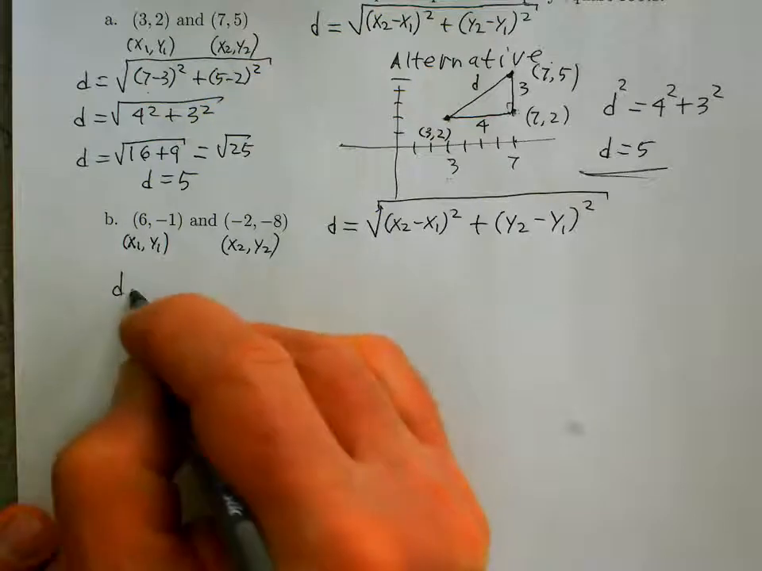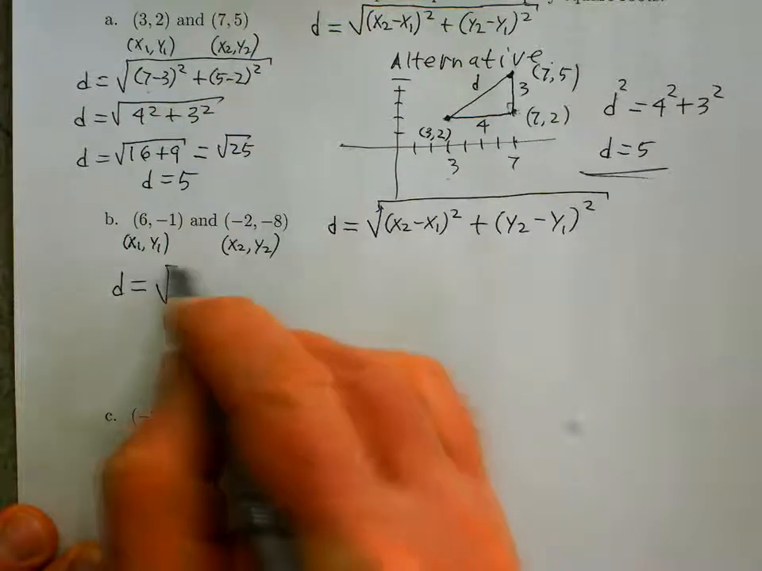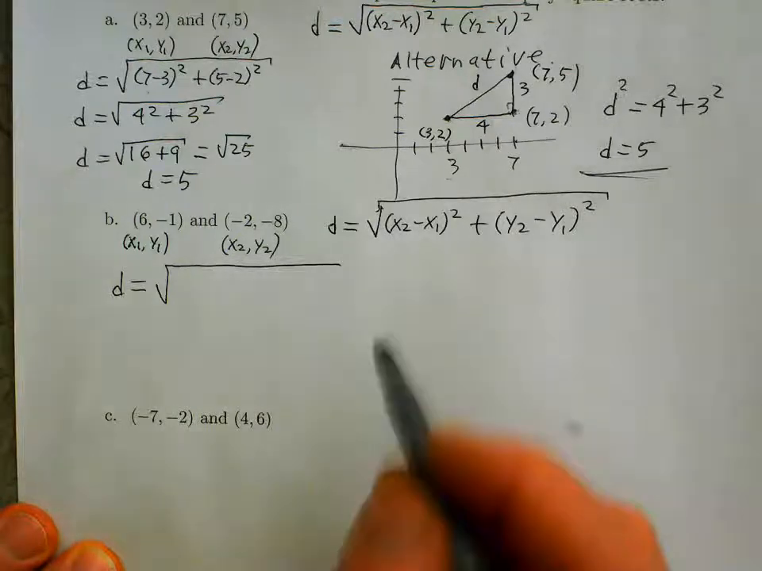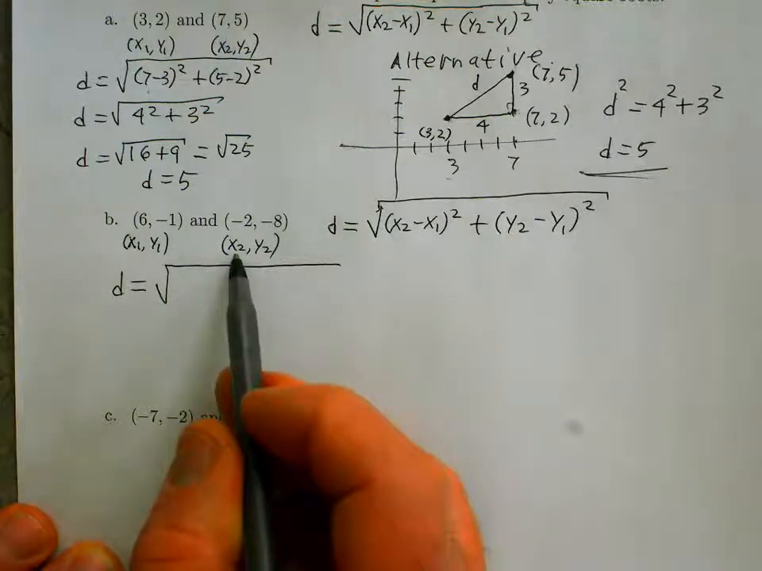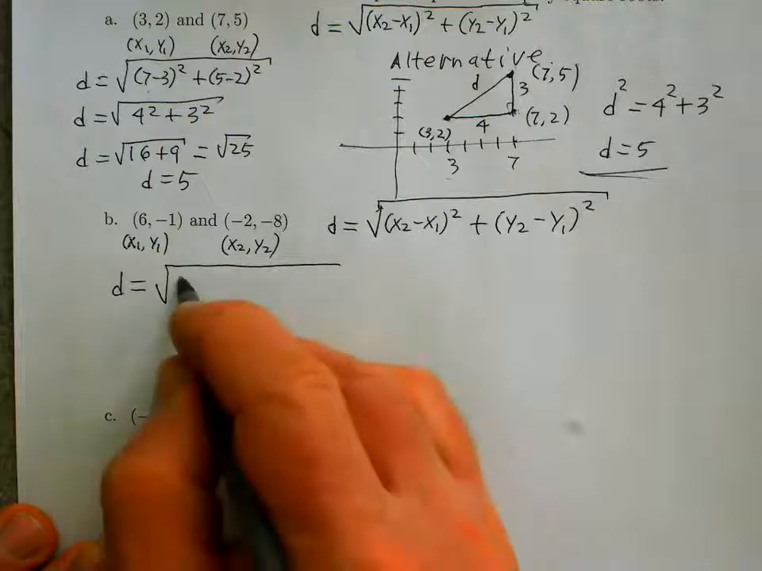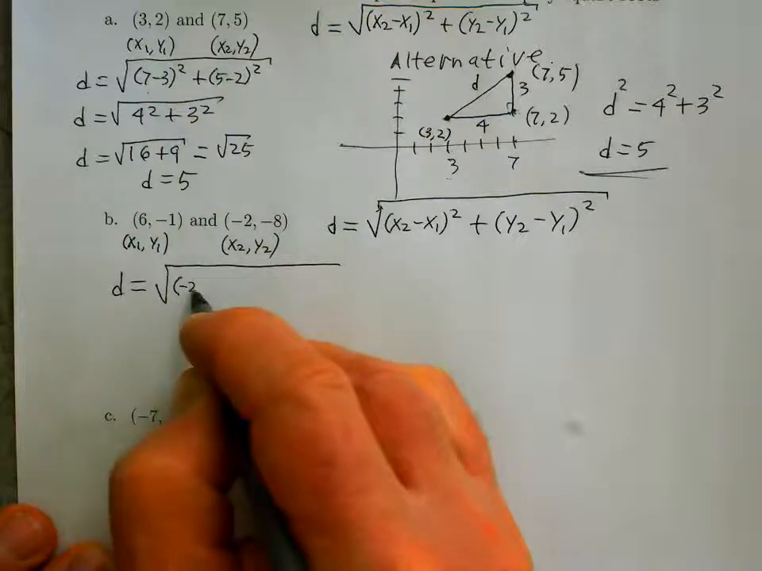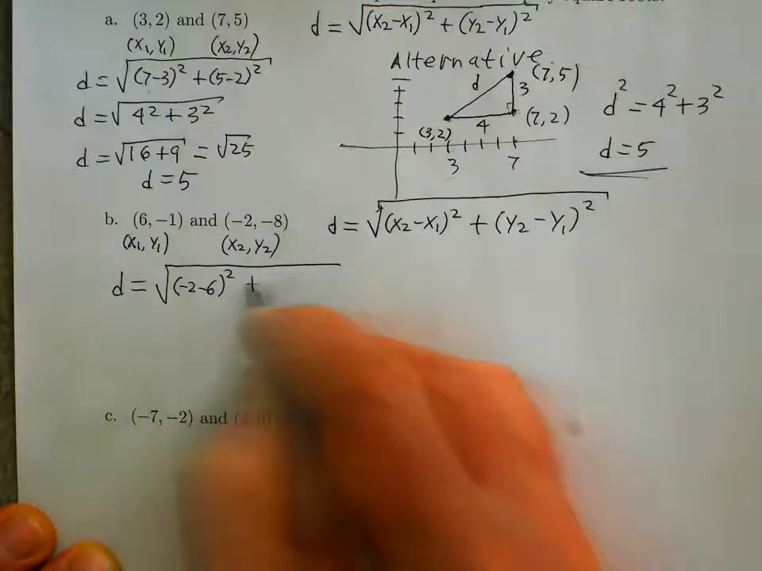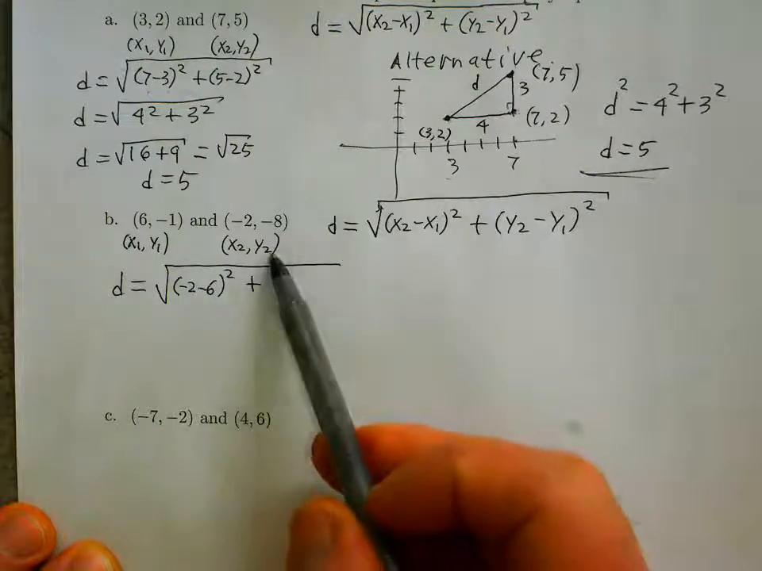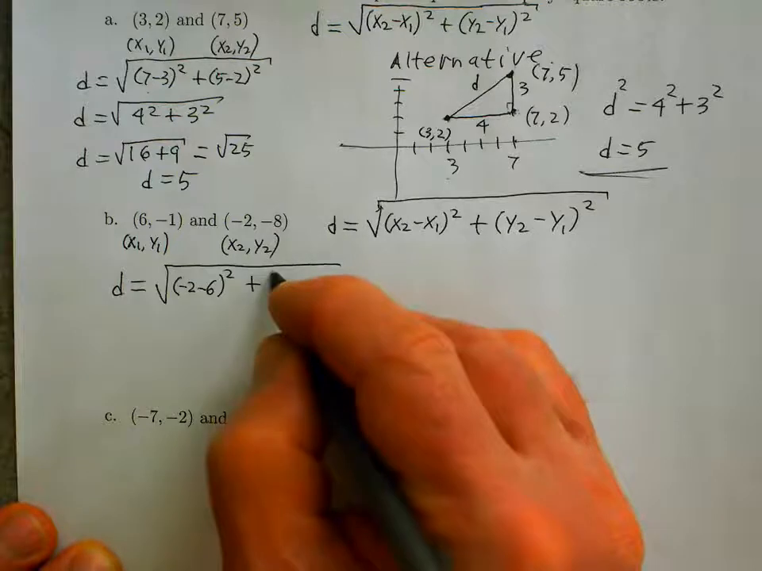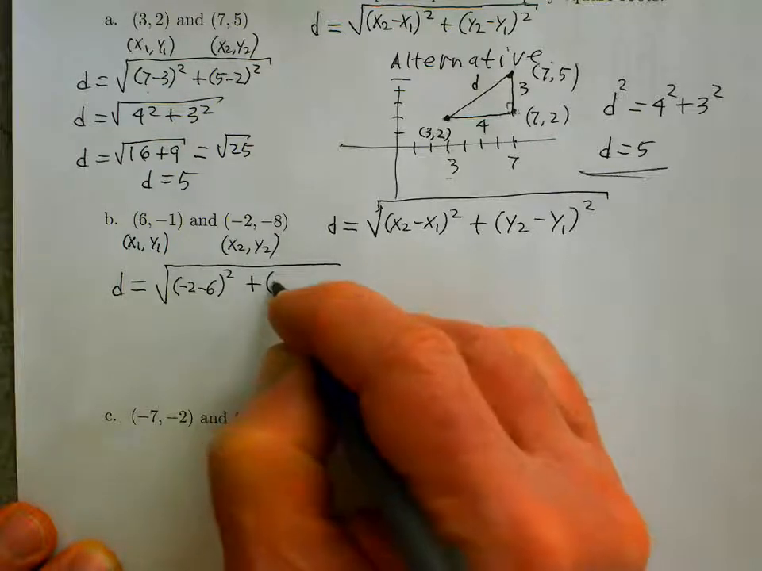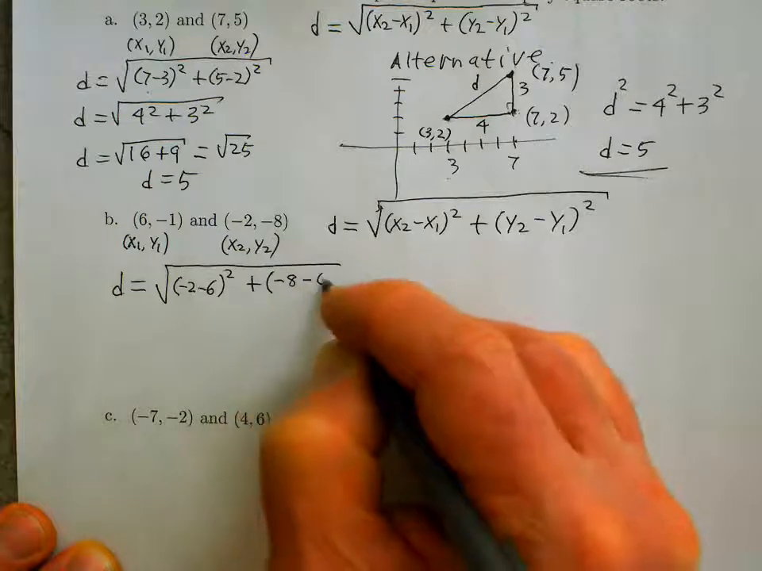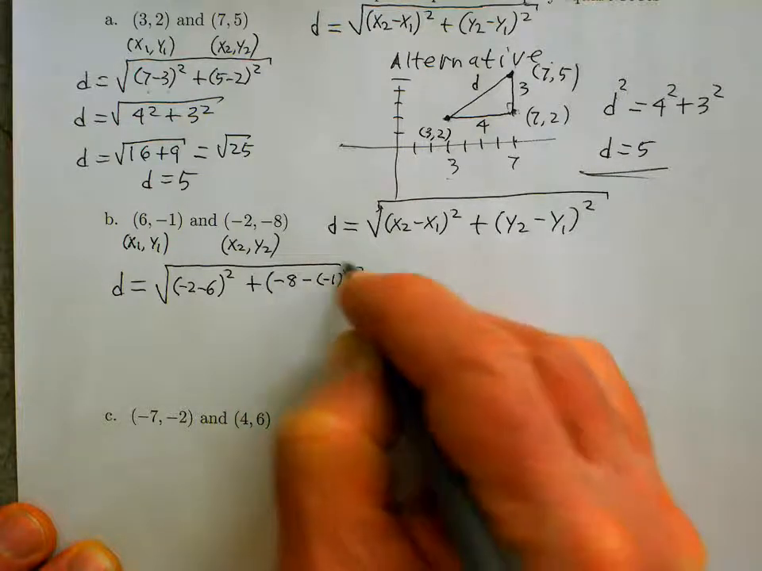So the distance is the square root of the sum of squares. So x2 minus x1, the quantity -2 minus 6 squared, plus y2 minus y1 quantity squared. So -8 minus -1, quantity squared.